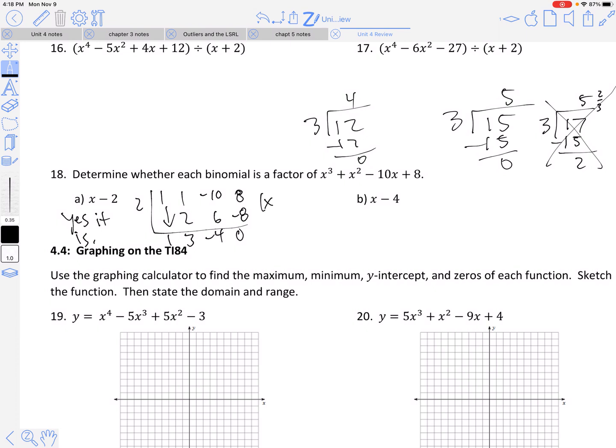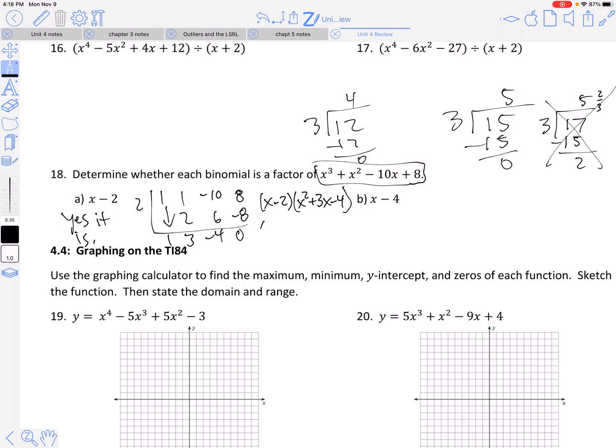So x minus 2 multiplies by x squared plus 3x minus 4 to give us this guy right here, right? So there's no remainder, so we know it's a factor, and we know that it'll multiply by the quotient that we got when we divided. So the quotient's the answer to when you divide, right? So that quotient multiplies by x minus 2 to create x cubed plus x squared minus 10x plus 8.